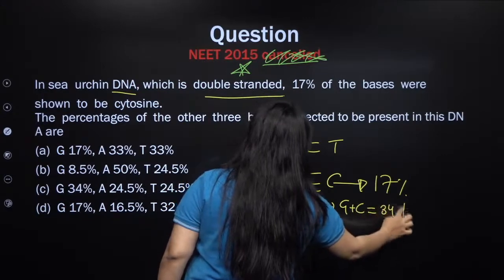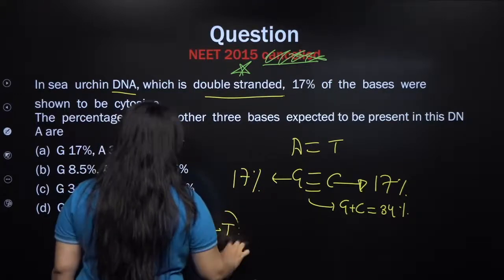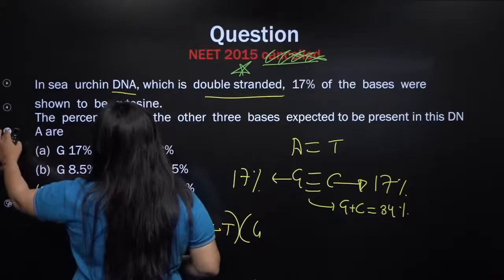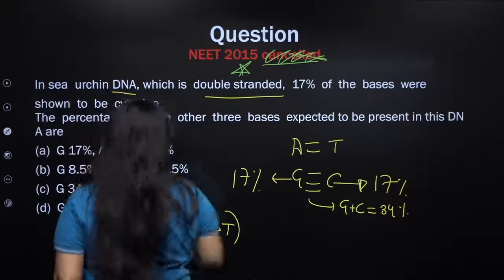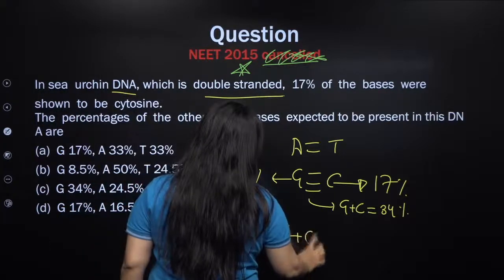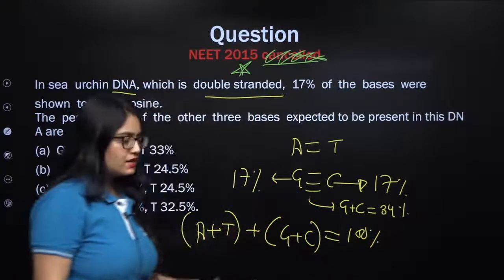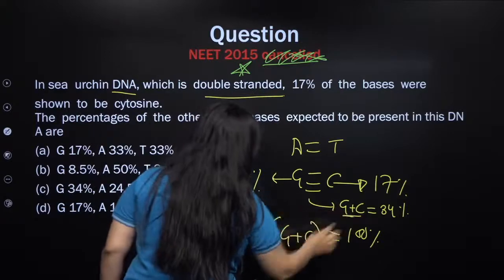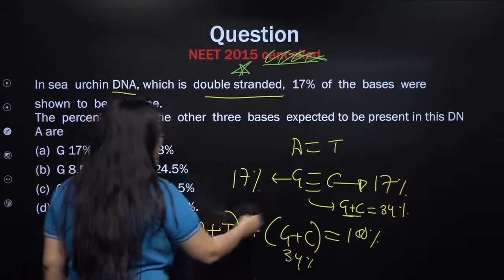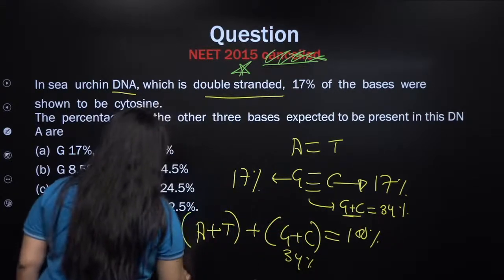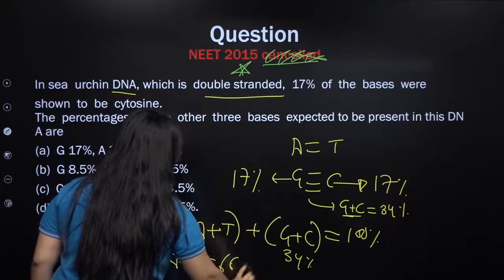So the total of G plus C equals 34%. Now the total amount of nitrogen bases, A plus T plus G plus C, will be 100%. Total nitrogen base is 100%. You already know G plus C is 34%. So A plus T equals 100 minus 34, that is 66%.